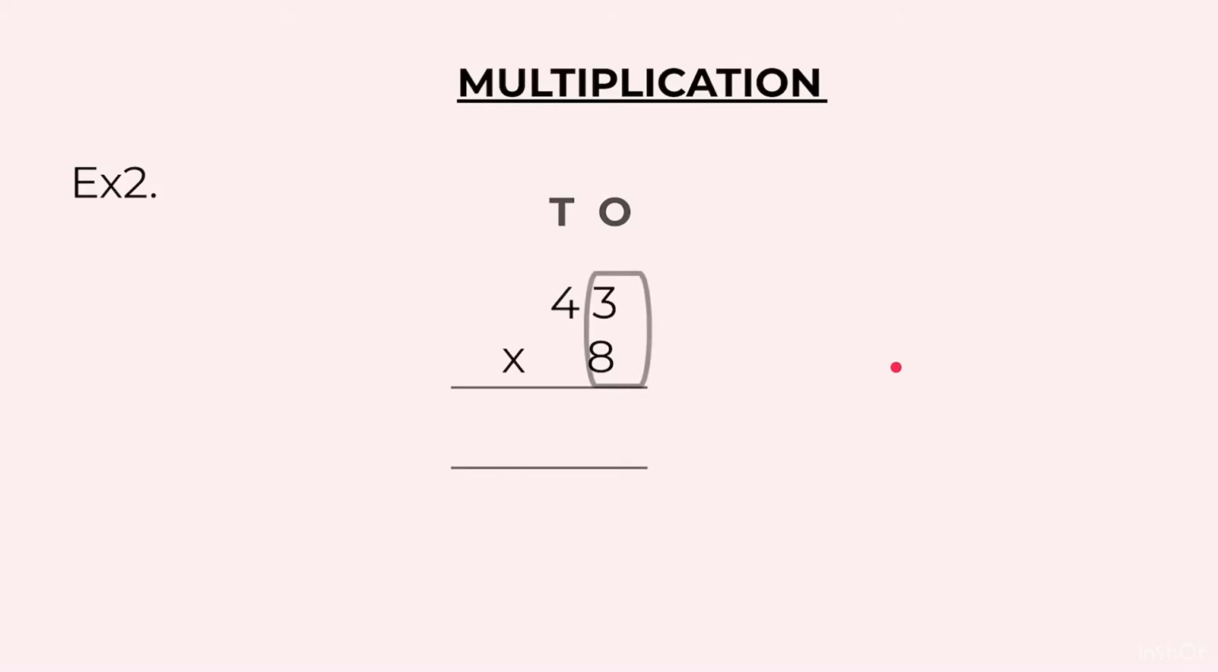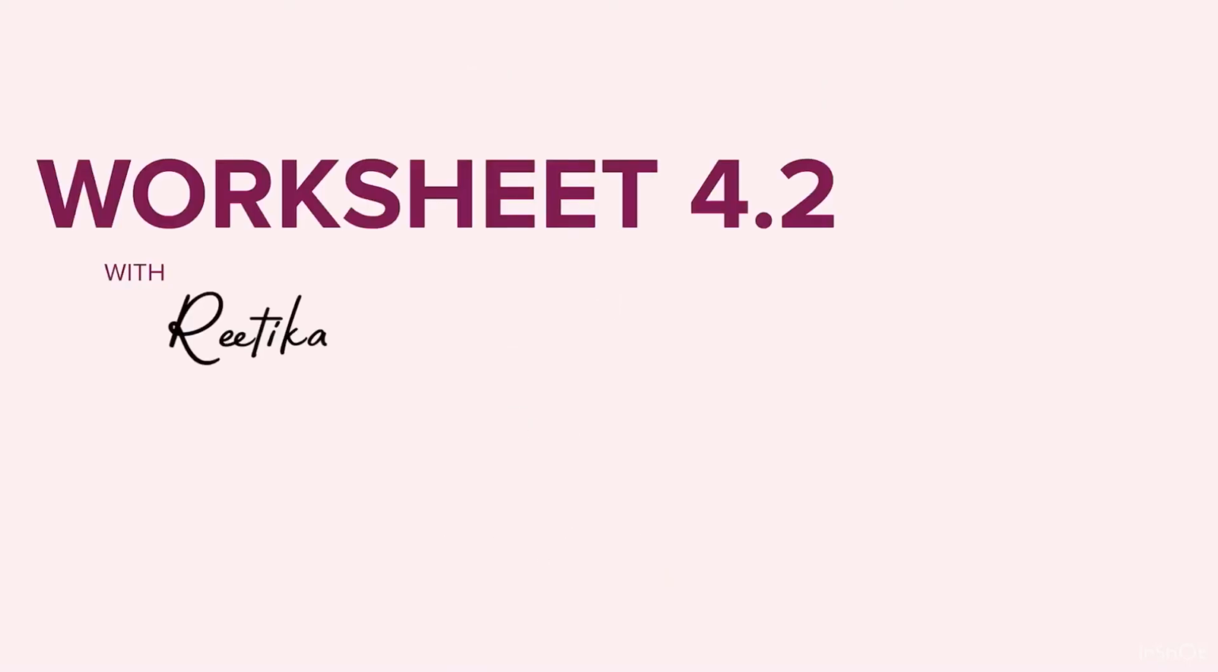Example 2. We will start by multiplying 8 by 3. 8 threes are 24. 2 at the top, 4 at the bottom. Now we will multiply 8 by 4. 8 fours are 32, and we'll add this 2 to that. 32 plus 2, 34. So the answer becomes 344.